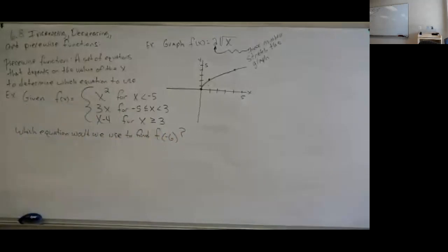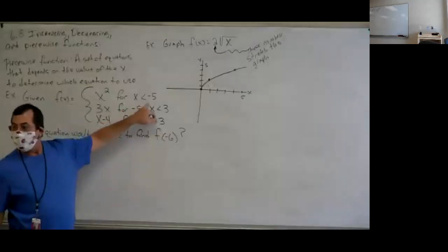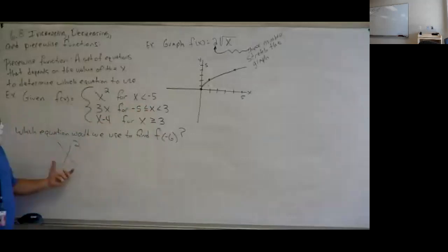The x squared. Because that is less than -5, okay? So what I'll do is just take that -6, plug it into that x, and see what I get. But they didn't ask us to do that, they just want to know which equation you would use at this point, okay?